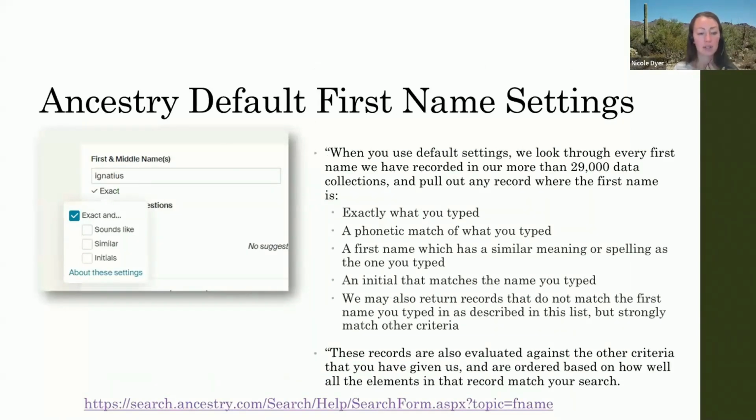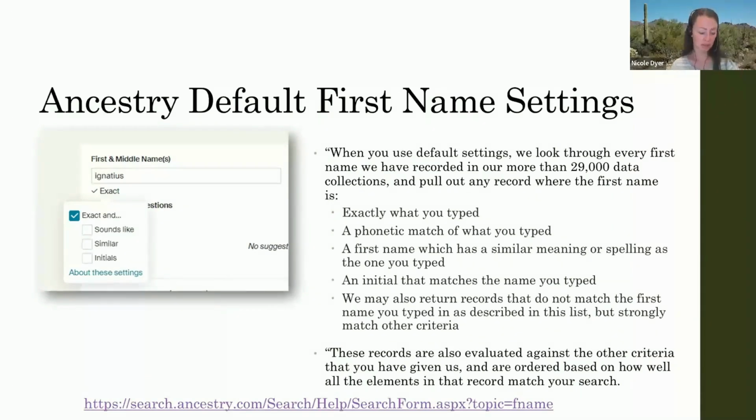And in the article at Ancestry, actually, this isn't an article. When you search the databases at Ancestry and you click this exact button, it shows you exact and then you can click sounds like, similar, and initials. And this is for first names. Then if you click about these settings, it opens up this box here.